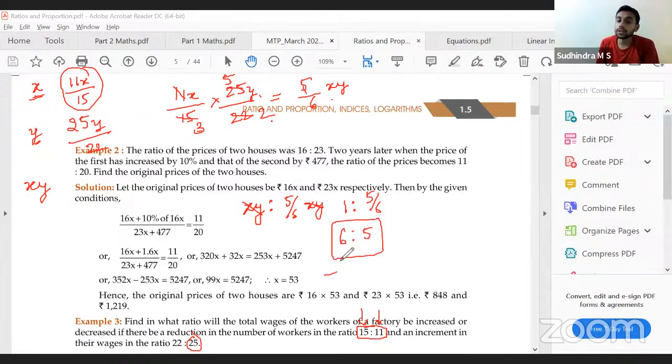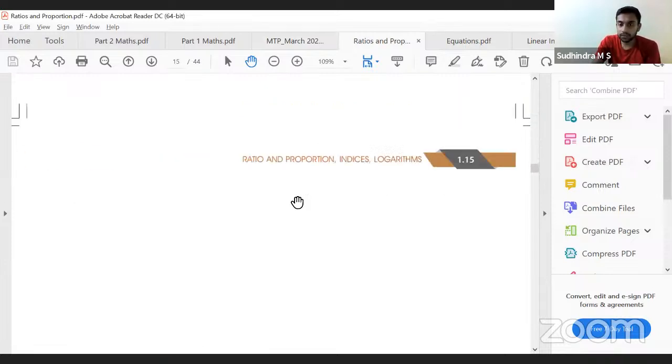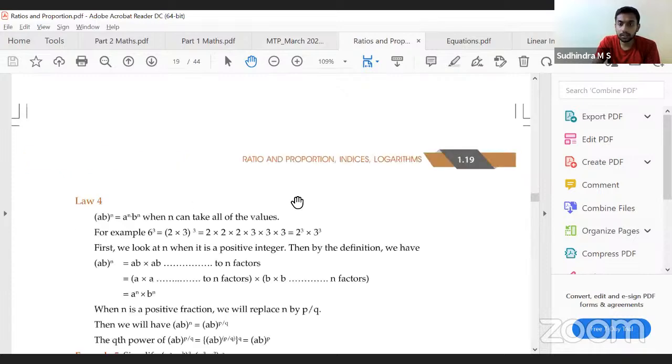If original total salary was 6, new total salary is 5. So there is a decrease in the salary. Okay, that is how we have to solve this. Then one more question we'll solve in this chapter.